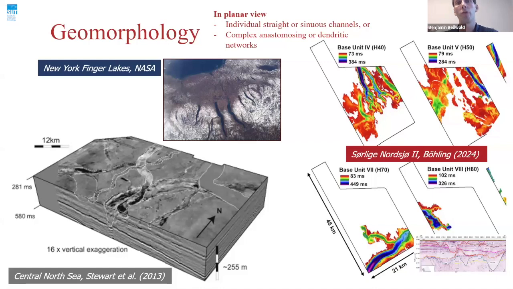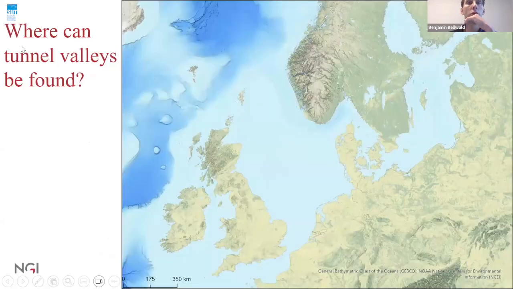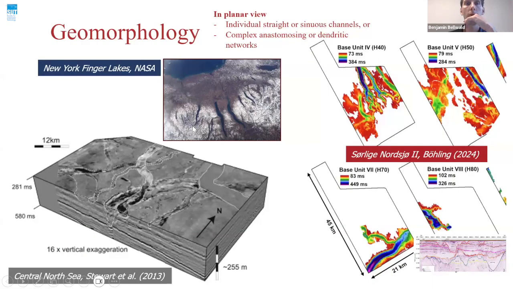What about the geomorphology? How do they really look? So in planar view, they can be either individual straight or sinuous channels, or they can be complex anastomosing or dendritic networks. From onshore in North America, the New York Finger Lakes are rather individual straight channels that you see here, these lakes, former tunnel valleys covered by the Laurentide ice sheet.